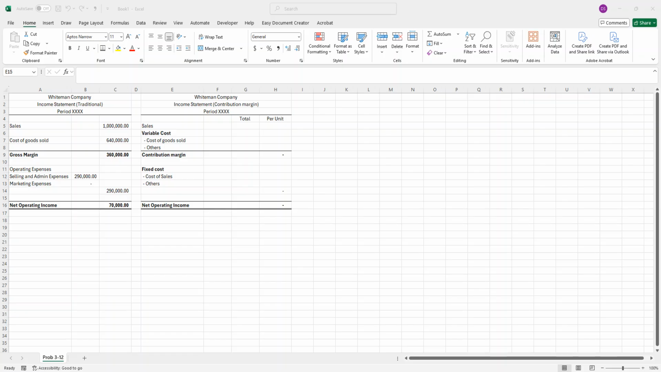I know this has been a great topic to start managerial accounting, and I wanted to make sure that everybody is able to understand the income statement that's being prepared for contribution margin purposes. We also call this financial statement a variable income statement as well.